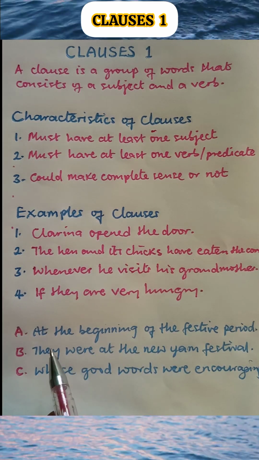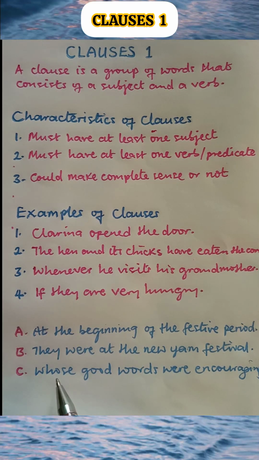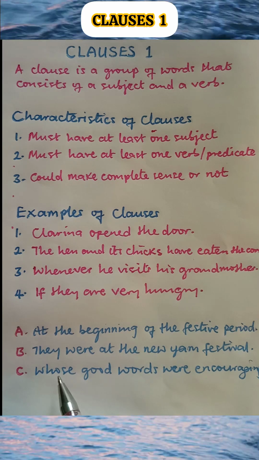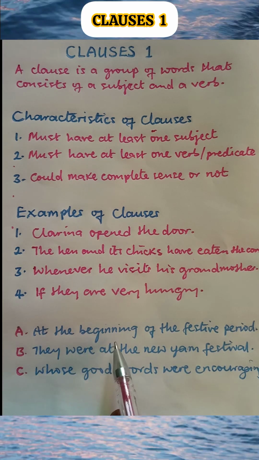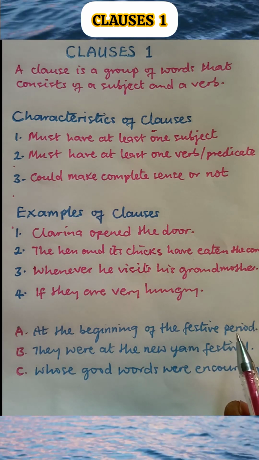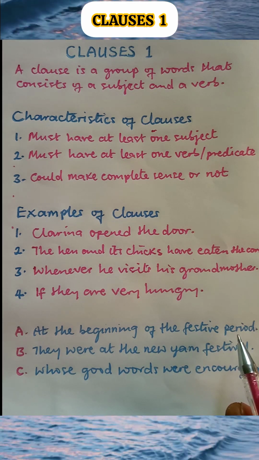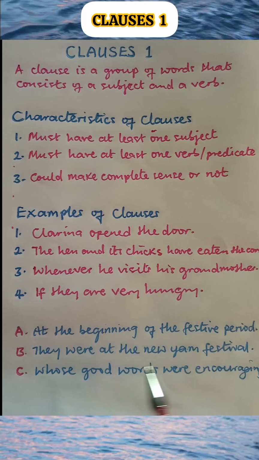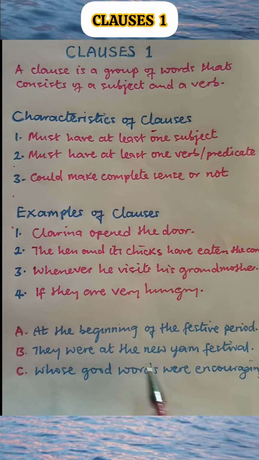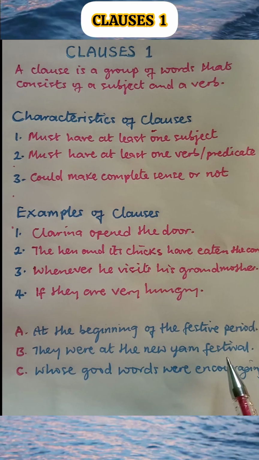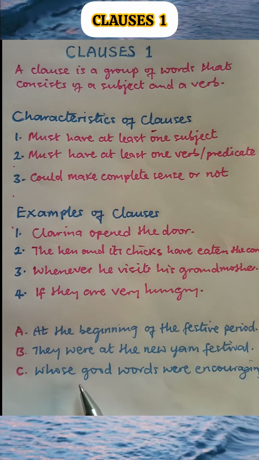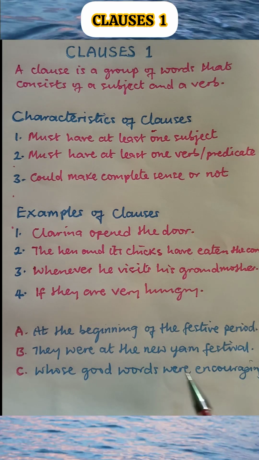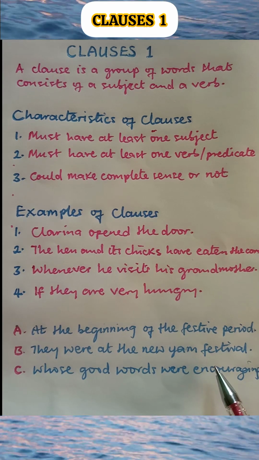Now, here we have 3 groups of words, A to C. You are simply to identify the clauses among them. A, at the beginning of the festive period. Is this a clause or not? Next, B, they were at the New Yam Festival. Is this a clause or not? And lastly, C, whose good words were encouraging. Is this a clause or not?